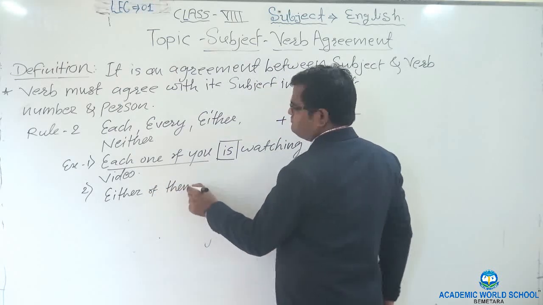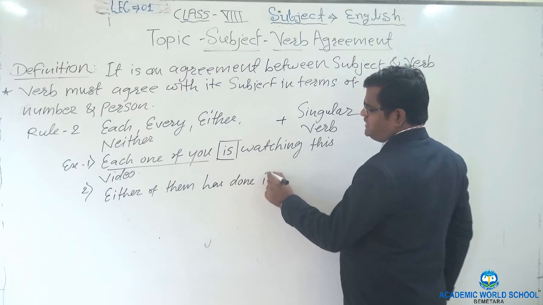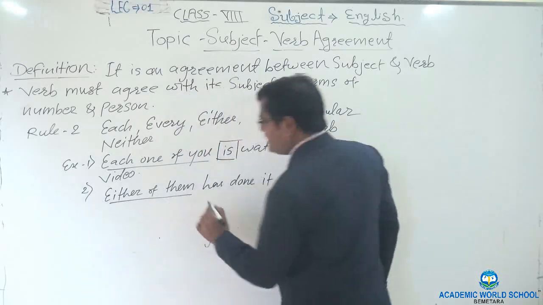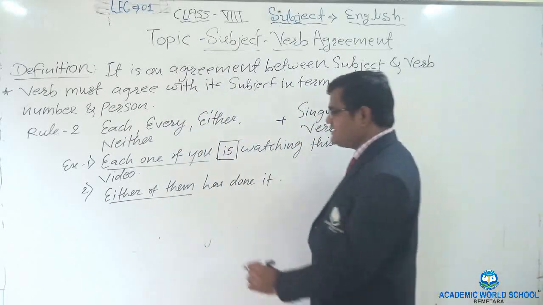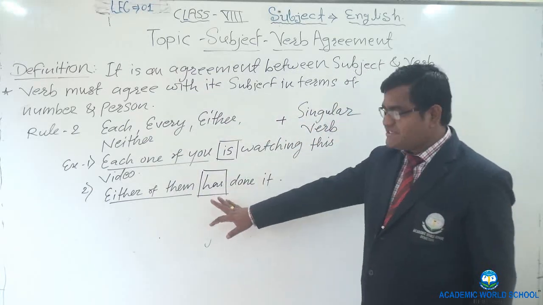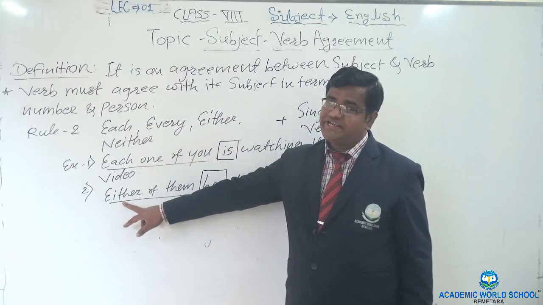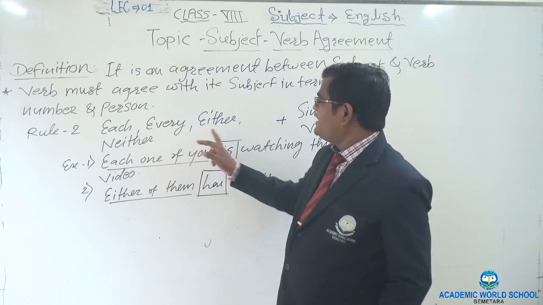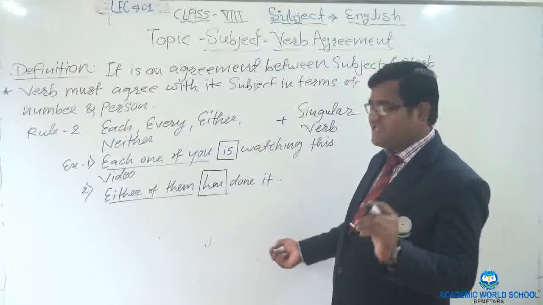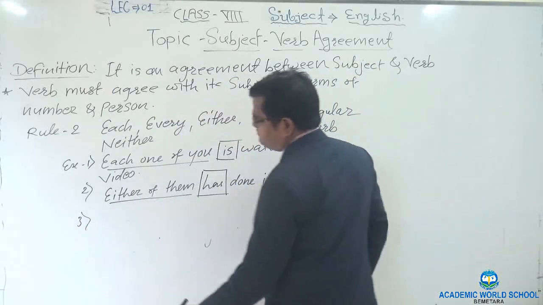Now let's see another example: either of them has done it. Now the subject of the sentence is either of them, and the verb is has. Is it right? Yes, it is right, according to the rule which says whenever a sentence begins with each, every, either, neither, the verb used should be singular. So it is the right example, right verb. Now let's see one more example.